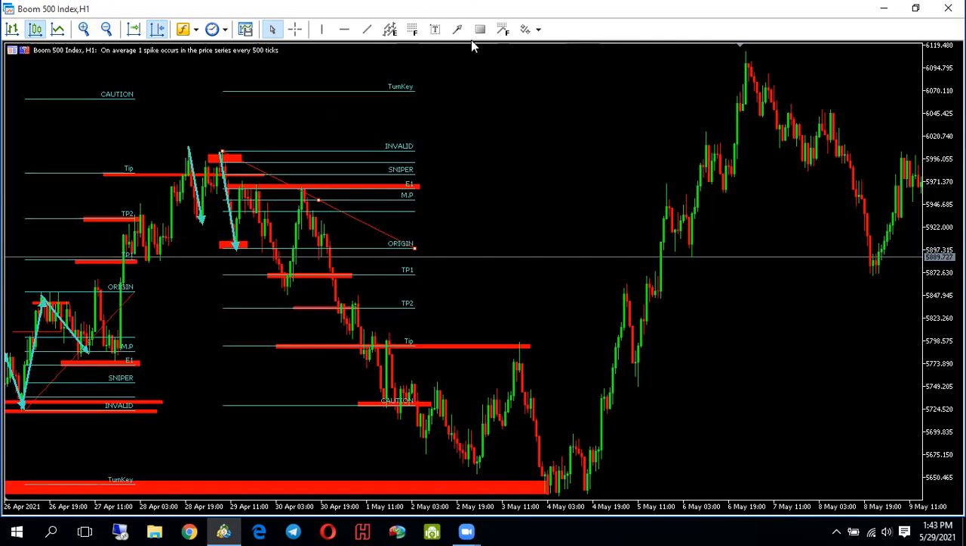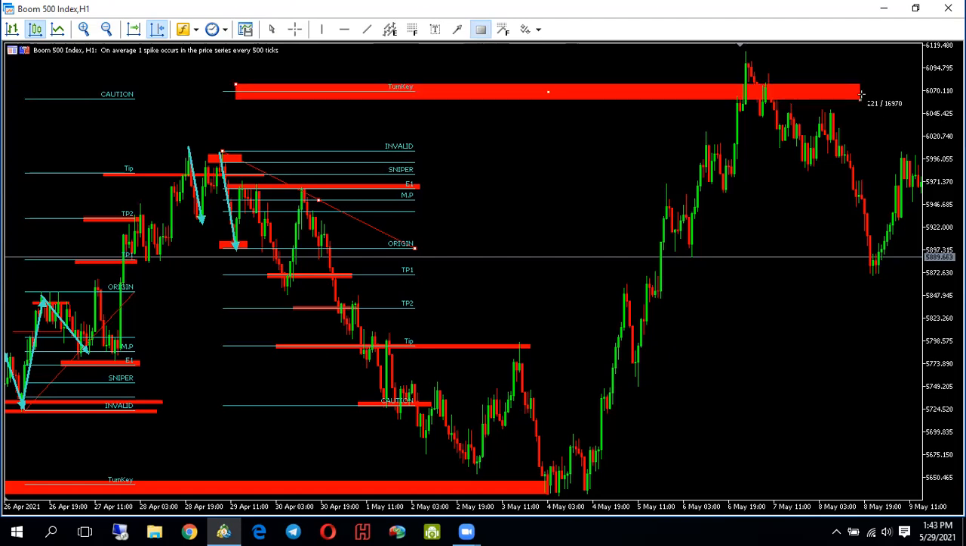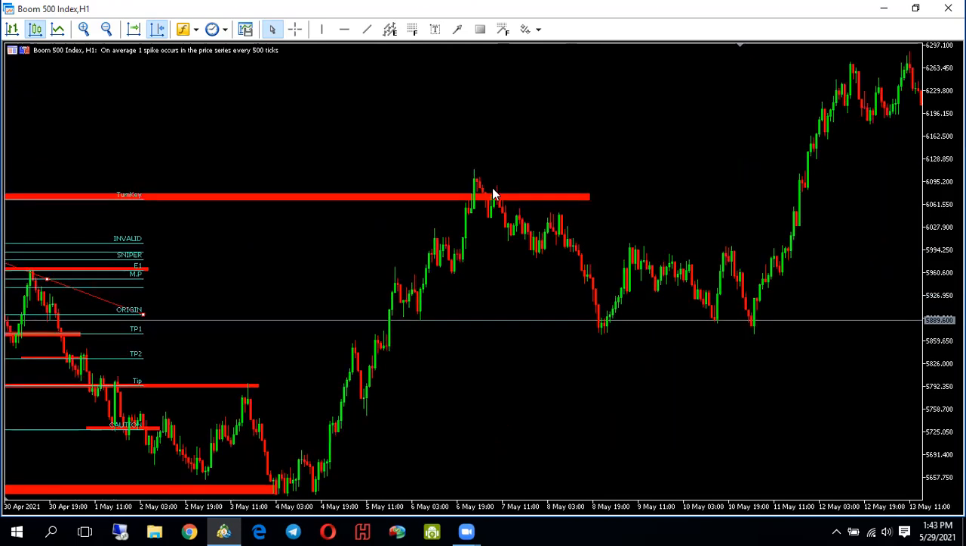And then if you see this turnkey level that we drew from this current trend, you see that when the trend reversed and got to that turnkey level again, we had another massive drawdown or another massive pullback.